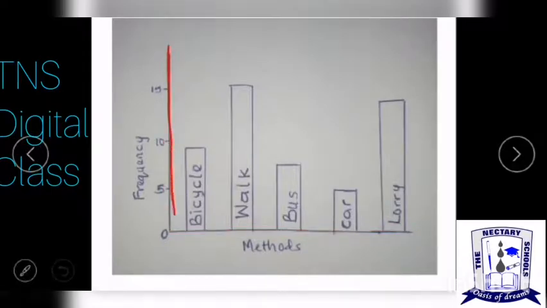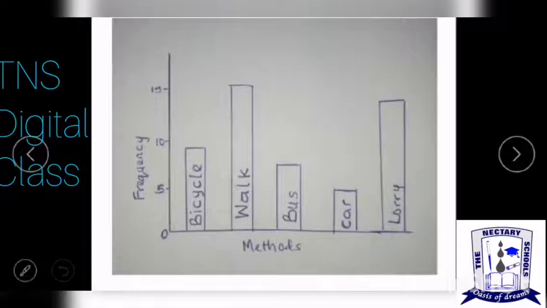This is the vertical line, and this is the horizontal line. Both of them meet at this point. This point is called the origin. Okay, origin, point 0.